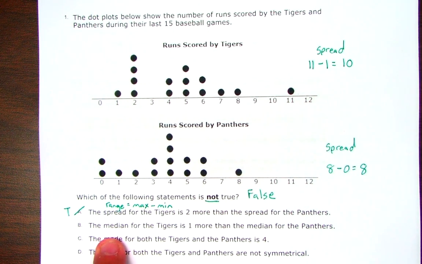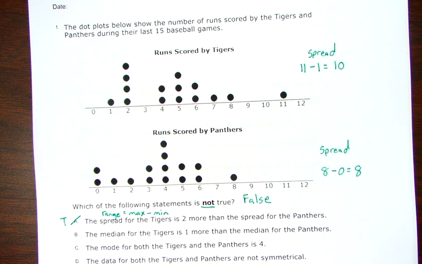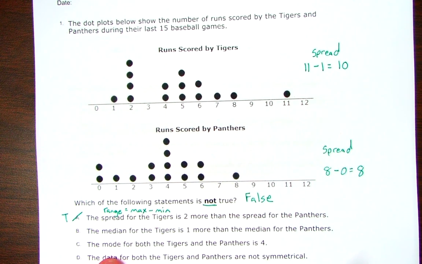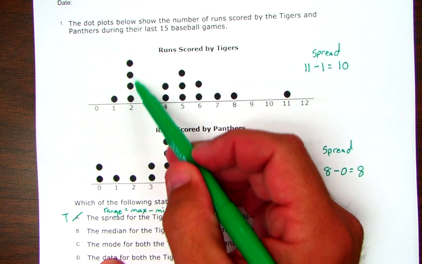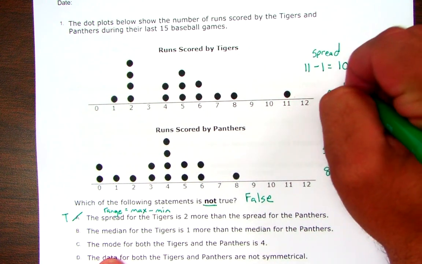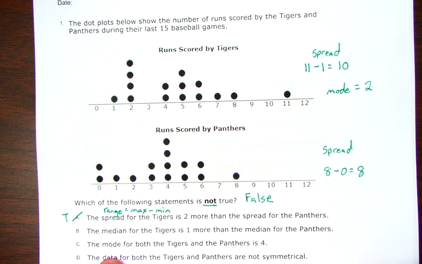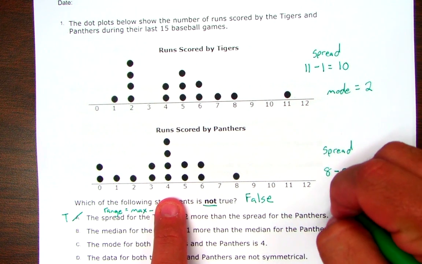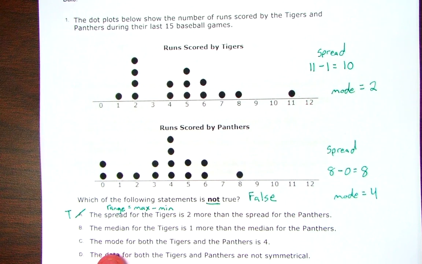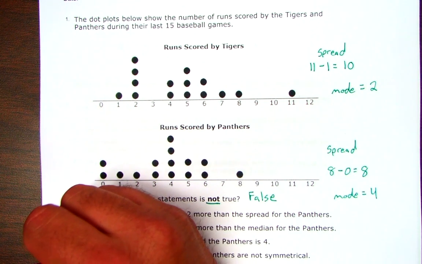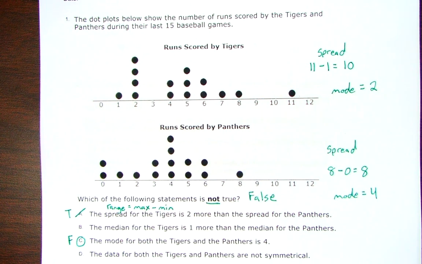Okay, the next one says the median. I'm going to hold off on that because we have so many dots. Let's go ahead and do the mode. The mode is the number on the number line that has the most dots on it. So the mode for the Tigers is 2. And the mode for the Panthers is 4. Now it says the mode for both the Tigers and Panthers is 4. Well, that's false. We already figured out the mode for the Tigers was 2. That's false. That would be our answer, but I do want to go over the couple other answer choices.